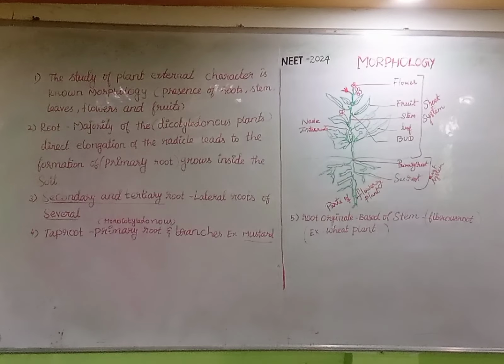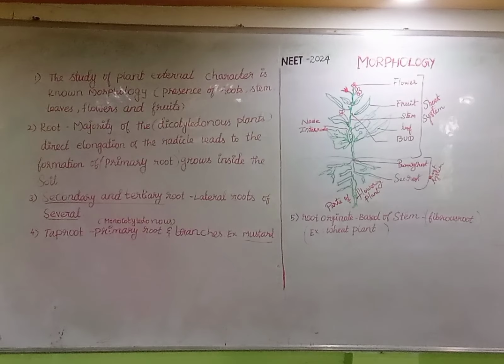So these are the kinds of external appearance. The study of the external appearance is known as morphology. So the study of the plant's external characters is known as morphology. It covers the root, stem, leaf, flowers and fruit.